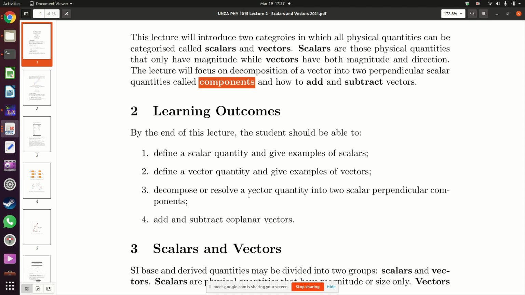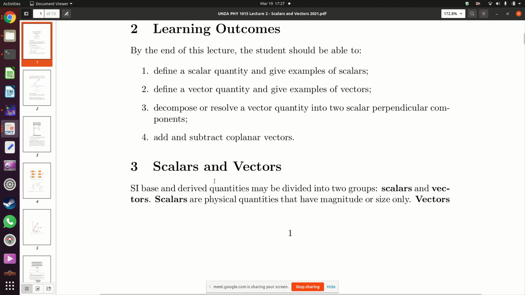The other thing you need to be able to do by the time we're done with this topic of scalars and vectors is break down a vector into what are called components. Okay, once you are able to break a vector into components, these components thereafter can be added just like the way you add scalars. Okay, and add or subtract coplanar vectors. Coplanar vectors are vectors which act in the same plane. Okay, so now we start with scalars and vectors.